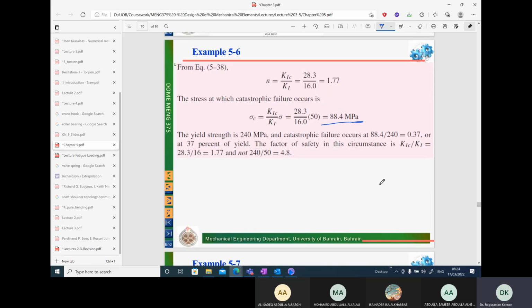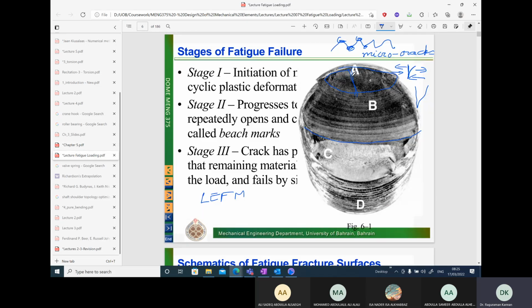Okay, but the presence of crack reduces the stress much below the yield strength value, which is equal to 240 megapascal. The critical stress under which the crack propagation happens and the plate cracks is only 88.4. So the presence of the crack reduces the load carrying capacity of the material, even in static loads. But in dynamic loads, it is going to be even lesser than this value, because of the dynamic loads.